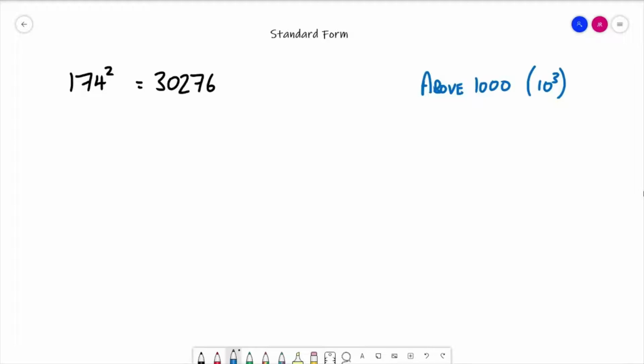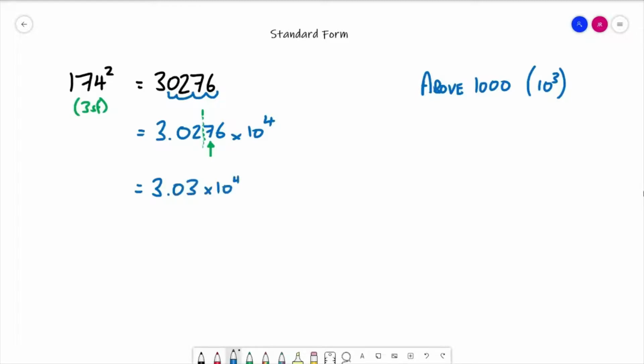If we have a look at this answer then, we can do standard form 1, 2, 3, 4, and we could therefore write that answer as 3.0276 times 10 to the 4. Of course, at that point we're going to round again, noting that the question is in 3 significant figures. Our third significant figure ends there. Our fourth significant figure is 7, and therefore we're going to round to 3.03 times 10 to the 4.